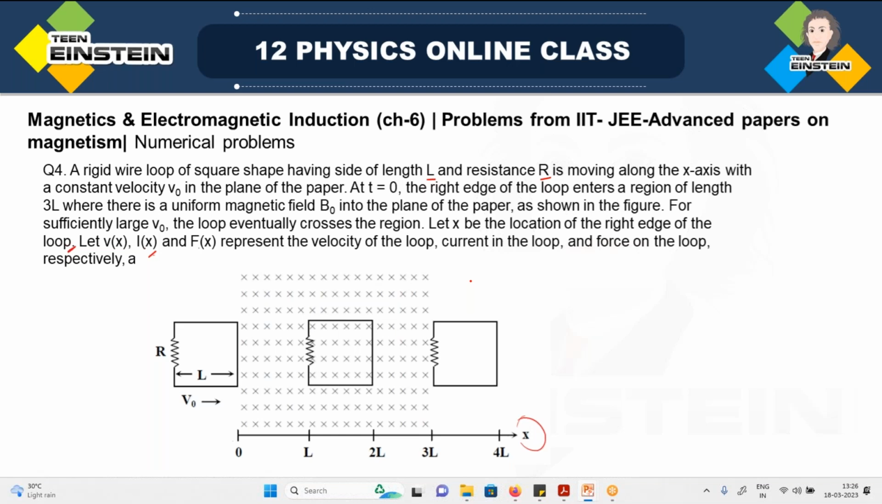So look, what is the direction of the current when the loop is in between 3L and 4L? We have to find that out. Just a minute. We will analyze each and every point and try to answer. It is related to motional EMF.